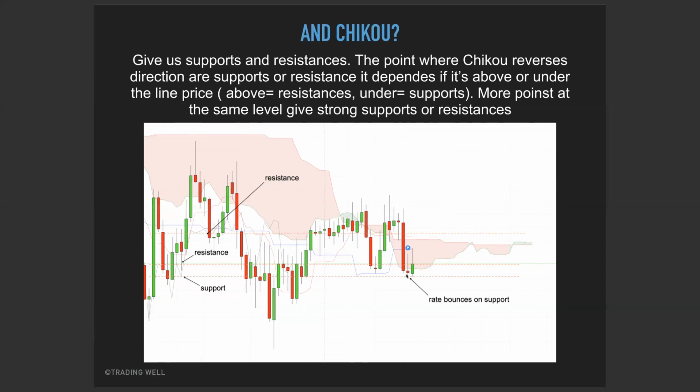Here we can see that the price line bounce on support. So arrive here on the support and bounce and became green candlestick and try to break the Kijun, but it's too strong for this trend. I hope you understand me. Sorry.